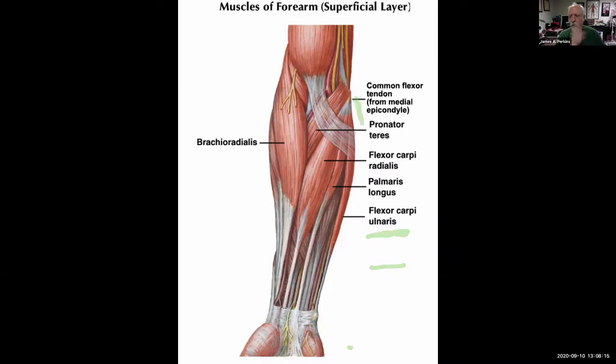Sorry, what did you say it inserted on? Oh, the palmaris longus? Yep, it inserts into the palmar aponeurosis, which is just this sheet of tendon in the middle of the palm. So it's not actually inserting on a bone. Okay.